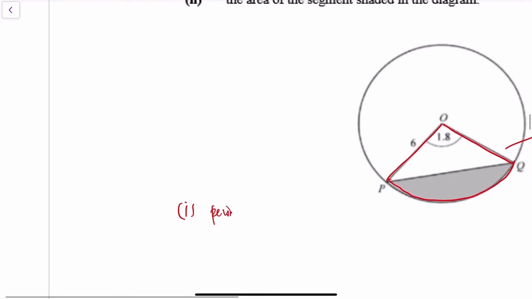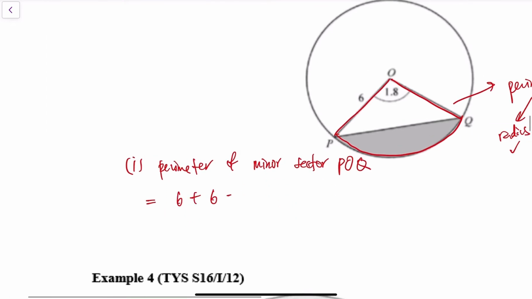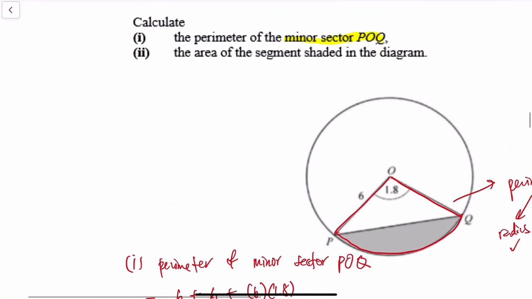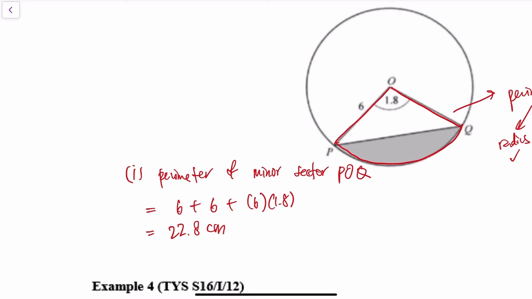So the perimeter of minor sector POQ will be equal to the two radii added together first, 6 plus 6 plus r theta. The formula of r theta will be 6 bracket 1.8. It's given to us by the question. So I get this whole thing is 22.8 cm. Okay, once again, you don't have to put 3SF because it is an exact number.